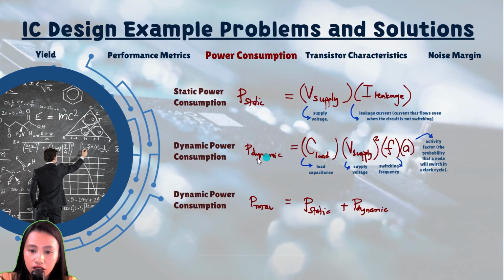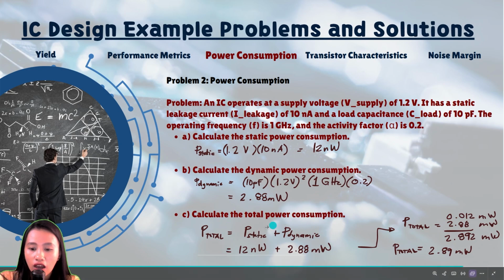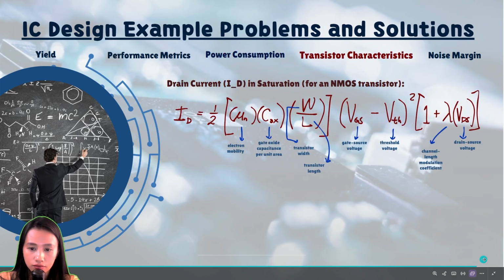And then we have here our dynamic power consumption. We have the load capacitance multiplied by the square of the supply voltage, the switching frequency, and also the activity factor. So with that, we have 2.88 milliwatts as our dynamic power. And then you add them together for you to get the total power consumption, which is approximately 2.89 milliwatts.